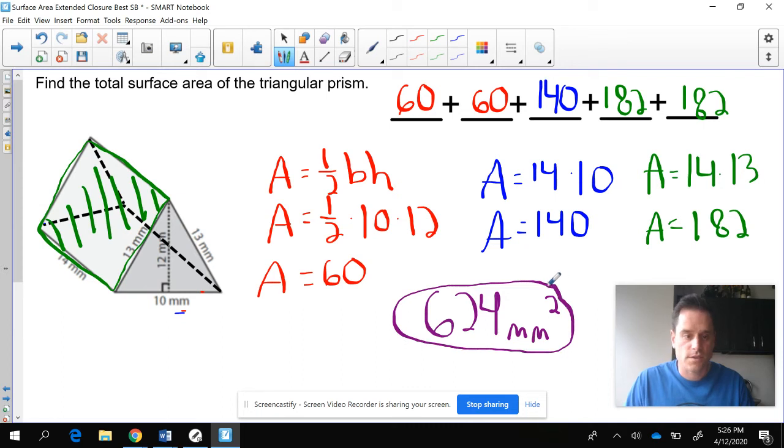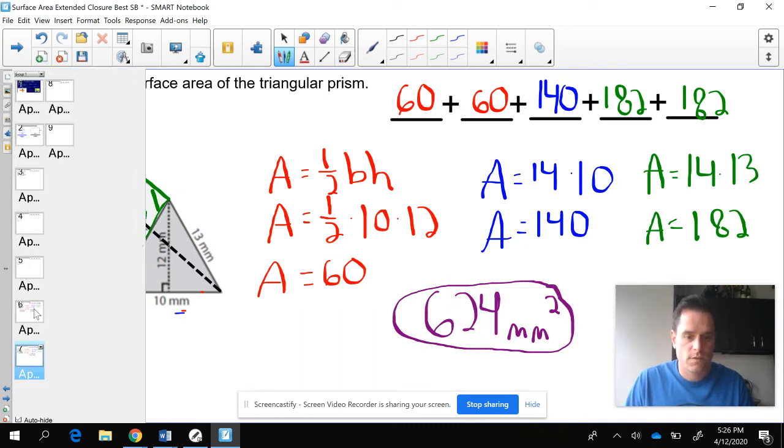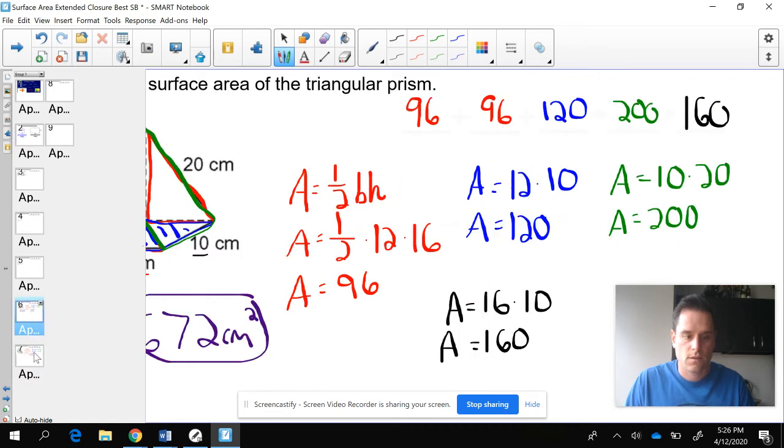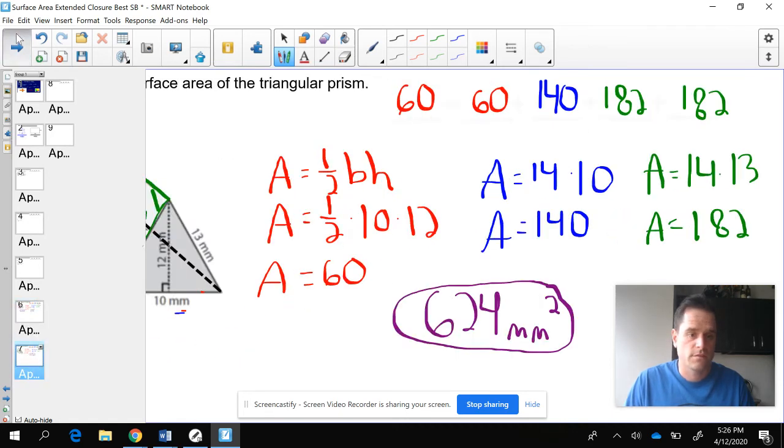And again, all we're doing is just finding the area of every single face. Is that the same as before? Oh, look at that. Oh, pretty close.